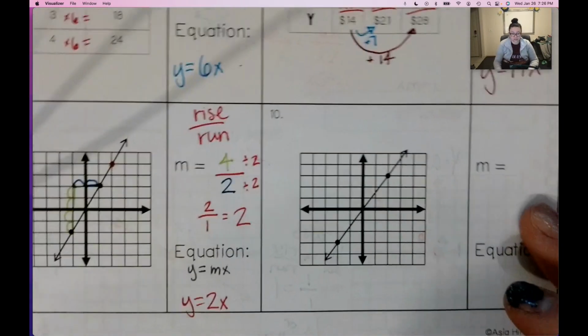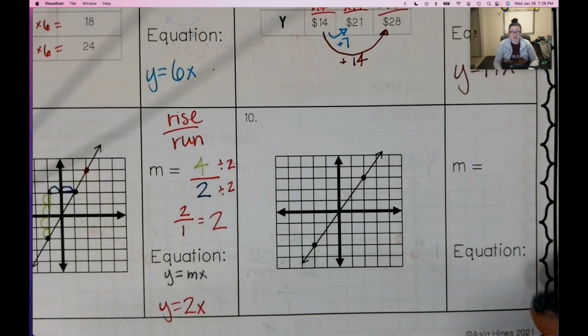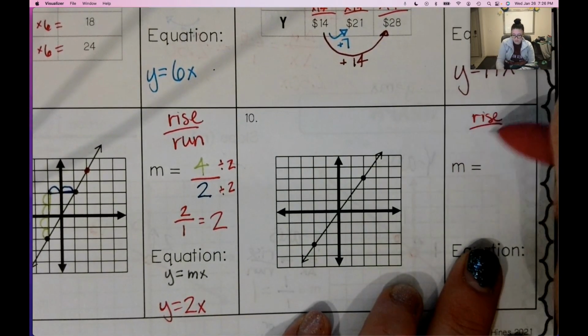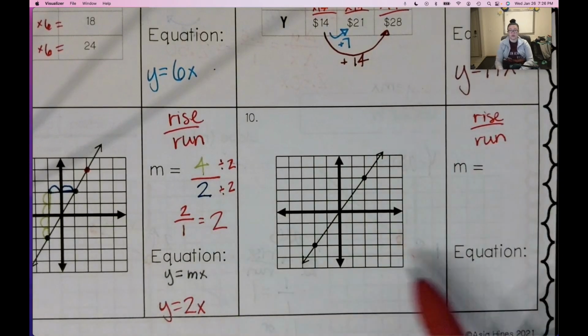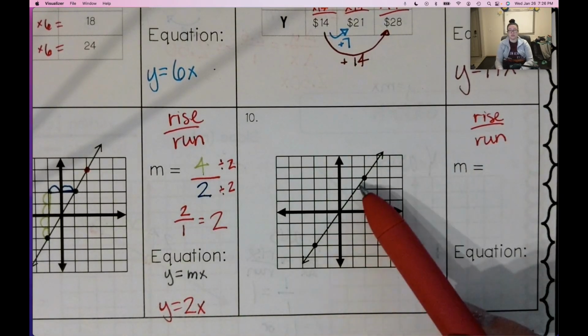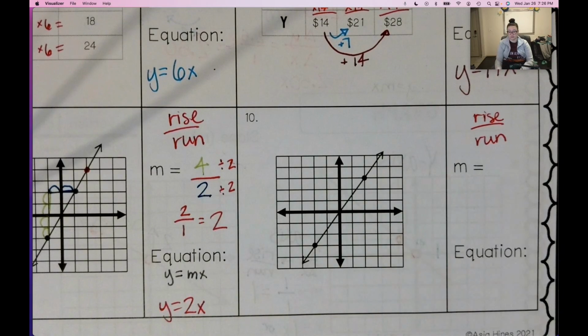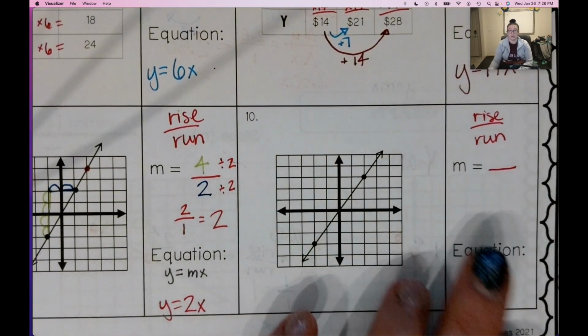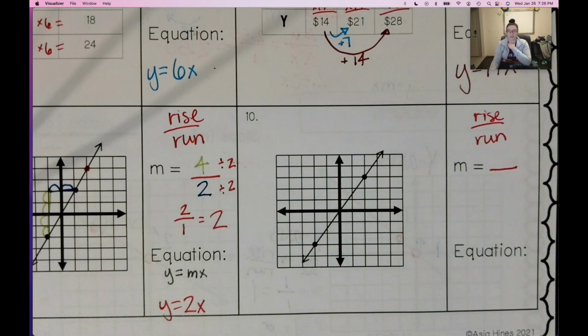All right. I want you to pause the video, and I want you to try to do the rise over the run yourself. Try finding the slope between these two pretty points that they gave you. Try finding the slope on those points on your own. Pause the video. Good luck.